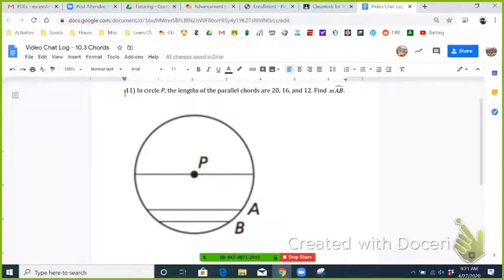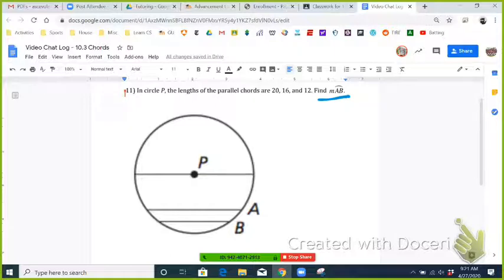Okay, so we have a circle P, and these chords are parallel, and 20 is the length of the diameter, and the chord that goes through A is 16, and the chord that goes through B is 12. So let's see what we can do here. We're trying to find the measure of arc AB.